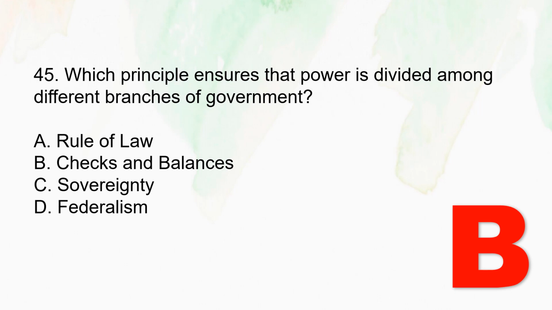Sovereignty refers to the authority of a state to govern itself. Letter D, federalism is the division of power between national and local governments. So letter B is the best answer.